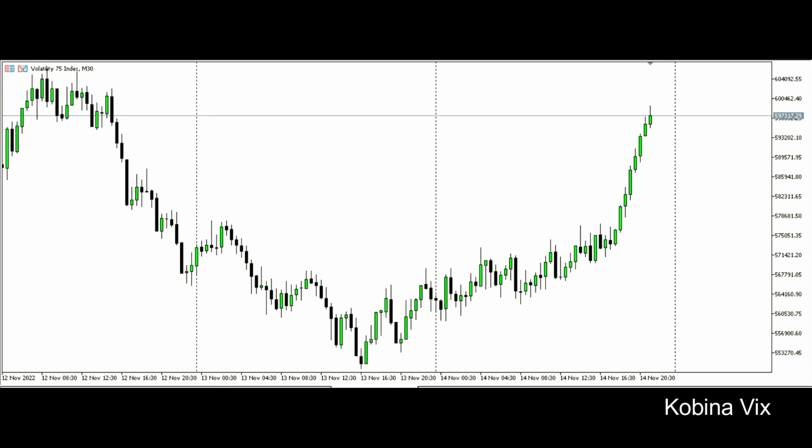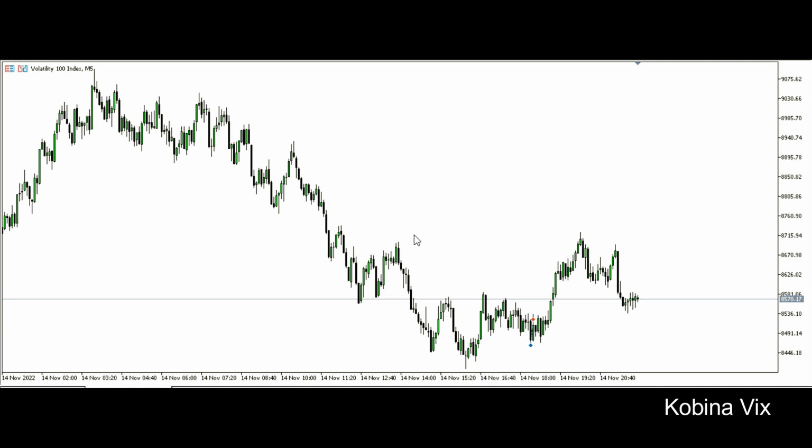Okay, let me take you to another pair and see if I can show you something nice. I took a trade here, but I just didn't want to stay in the trade for long. I can't show you the lot size that I used. So for instance, we had a bearish movement here. Price was trading down: lower high, lower low, lower high, lower low, lower high, lower low, lower high, lower low.